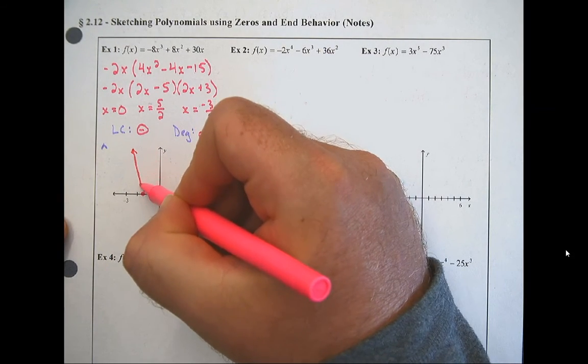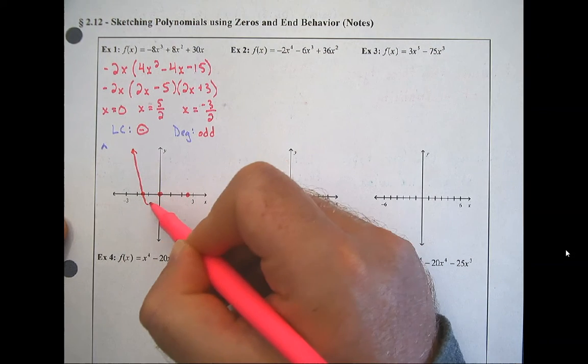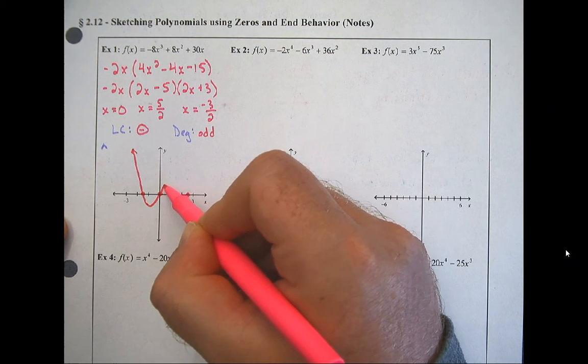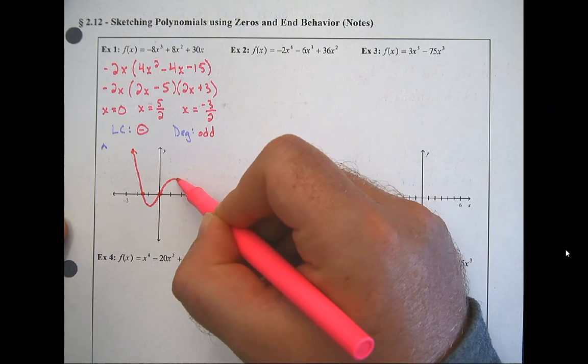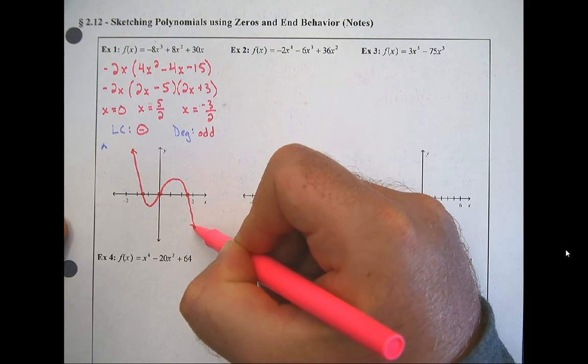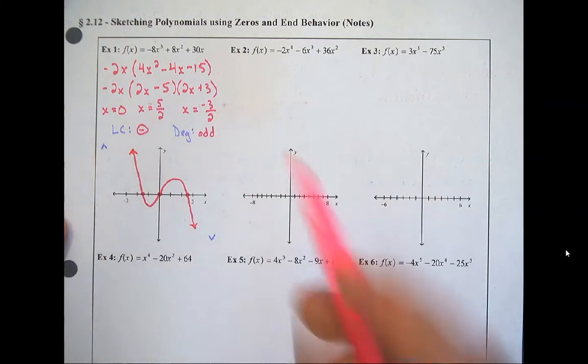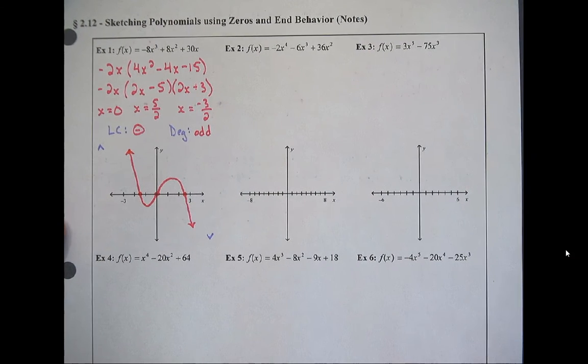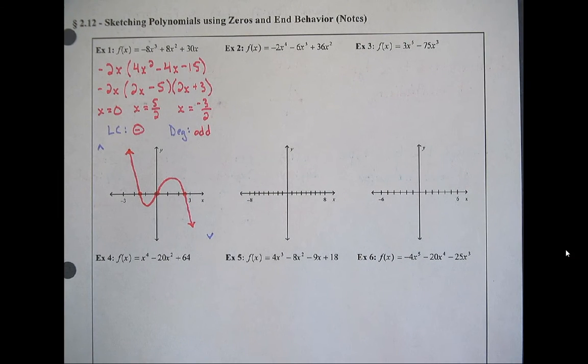I'm going to draw, bust through. Now I got to curve and hit the next 0. Bust through because that's a mult 1. Curve back to hit my last 0. Bust through because that's a mult 1. There's my sketch. Is it perfect? I don't know. I doubt it's perfect.